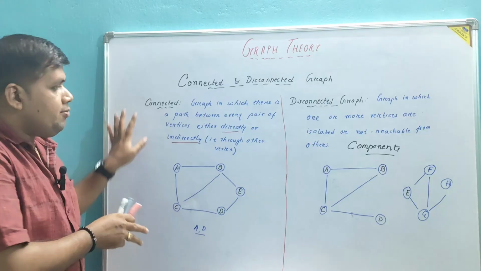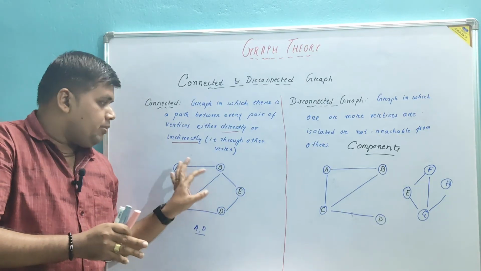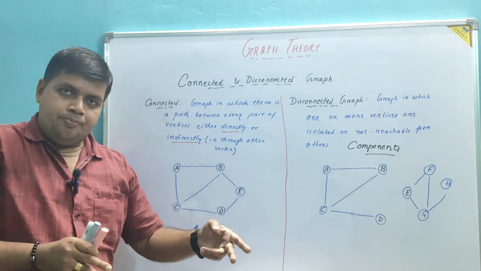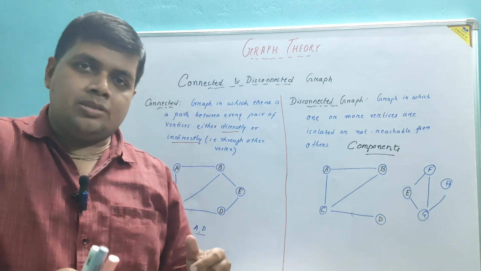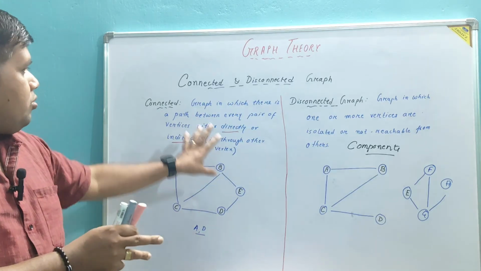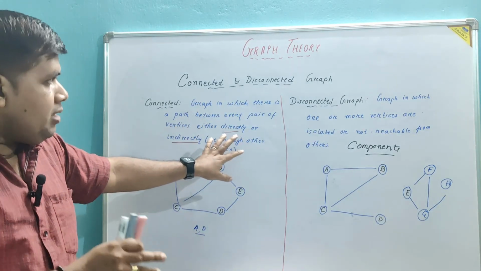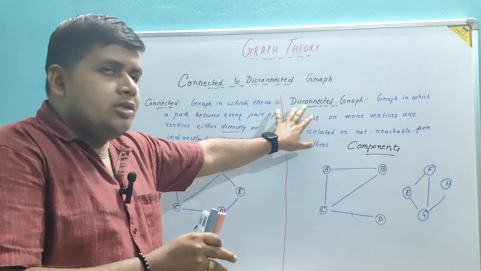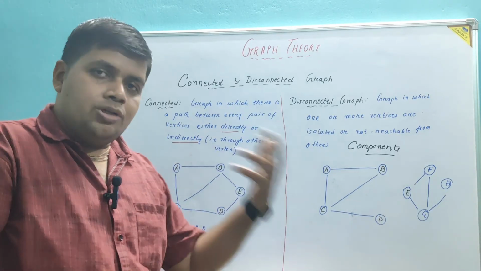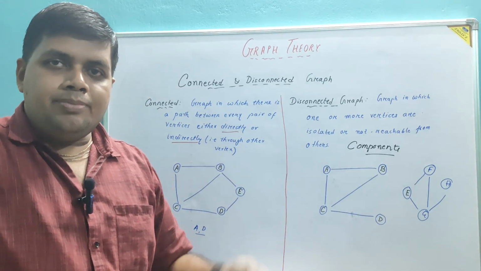However, in a connected graph, the concept of components is not there because it is already connected directly or indirectly. So that is the concept behind connected and disconnected graphs. In most cases, we will be using connected graphs, but in some cases, we will find disconnected graphs also. Later on, we will look into different applications where they can be used.